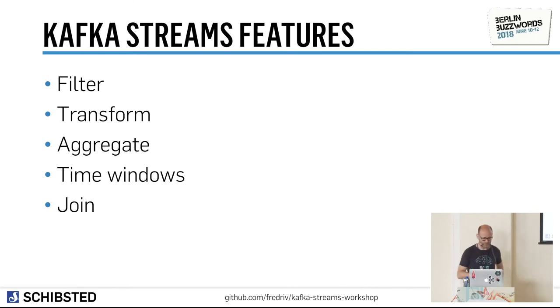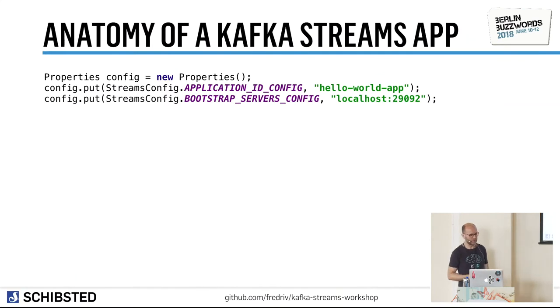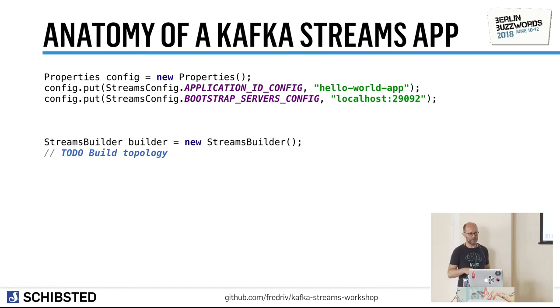All right, let's go look at some code. So the basic anatomy of a Kafka Streams app consists essentially of three parts. If you write a pure Kafka Streams app, you have some configuration. The minimal configuration is that you need to tell it where to find the Kafka cluster, and also an ID or a name for your application. The second part is that you need to build your stream processing topology. And we'll get into that more in the following slides.